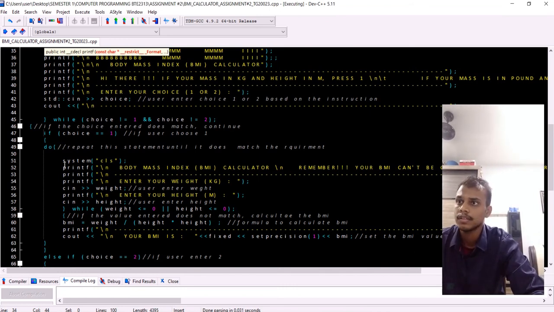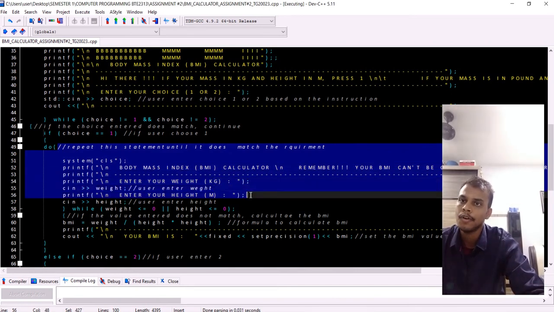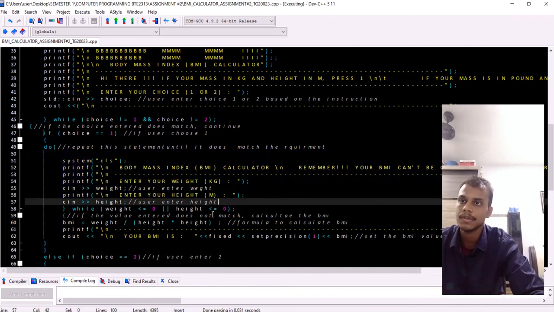Now, if choice equals 1, we have another do while here to ensure that the weight and height are not 0 or negative values. This part, which is "enter your height, weight," will keep repeating if the user enters 0 or a negative value in either weight or height. Let's say they enter negative 1 for weight and 1.75 for height, so it's not calculated. It will repeat again to enter your weight and height.